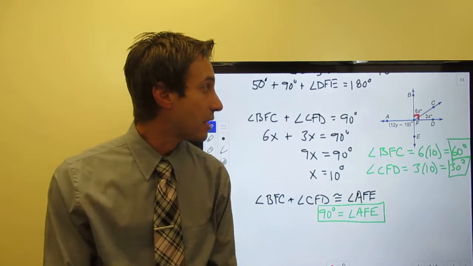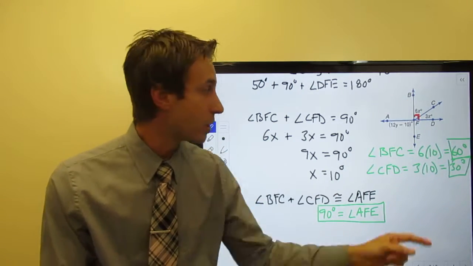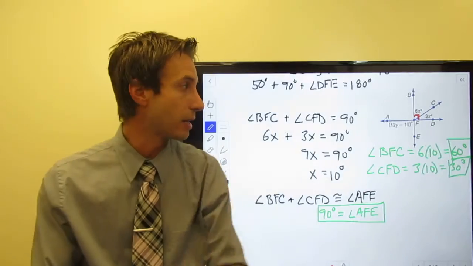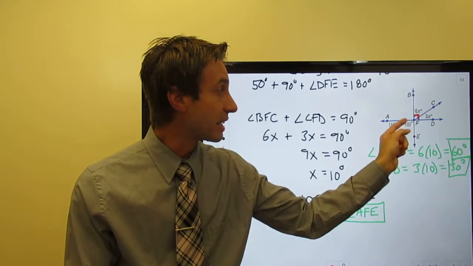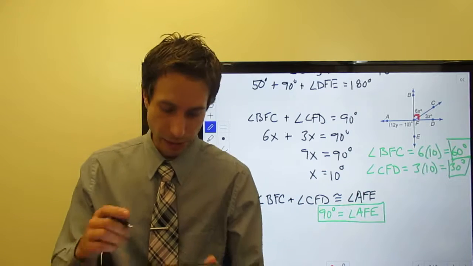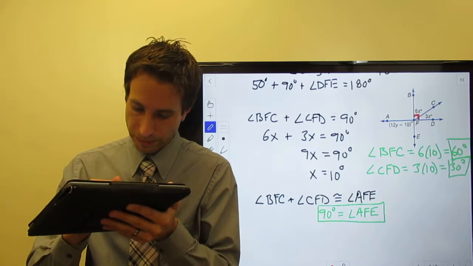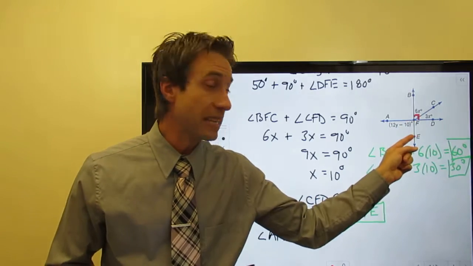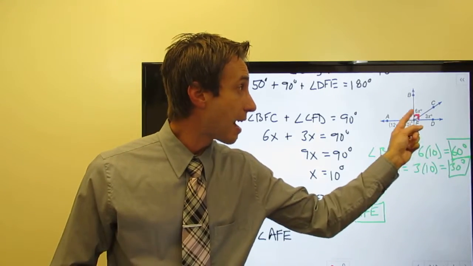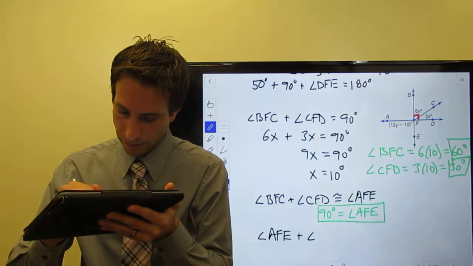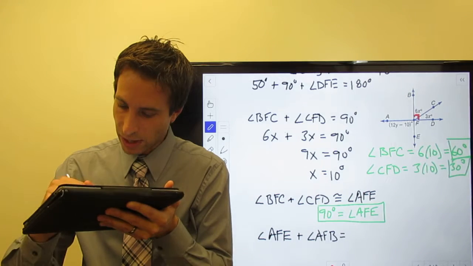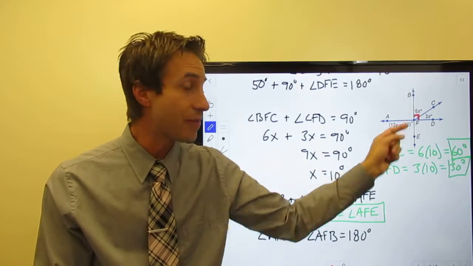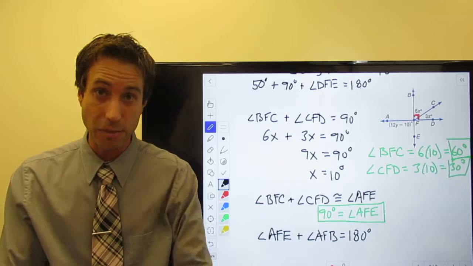Let's see what's left. Angle AFB. Oh, and please notice that angle AFB is a vertical angle with EFD, right? These two form a linear pair, so that's really simple. I know that angle AFE plus AFB have to sum to 180 degrees, right? They form a straight line. When I add them together, they're supplementary angles. They sum to 180 degrees.